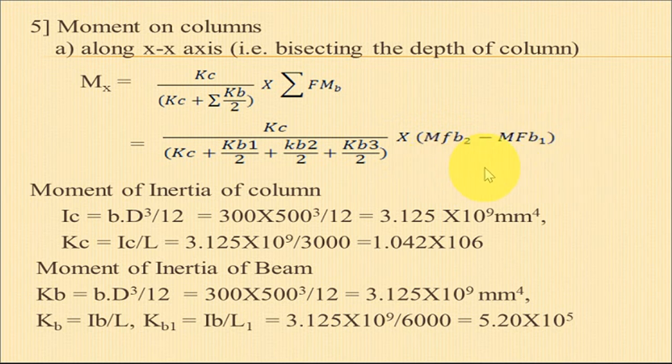These two beams are in the same line, that's why we have taken the bigger beam on the first side and a smaller beam on the second side. That means the moment of these two beams.